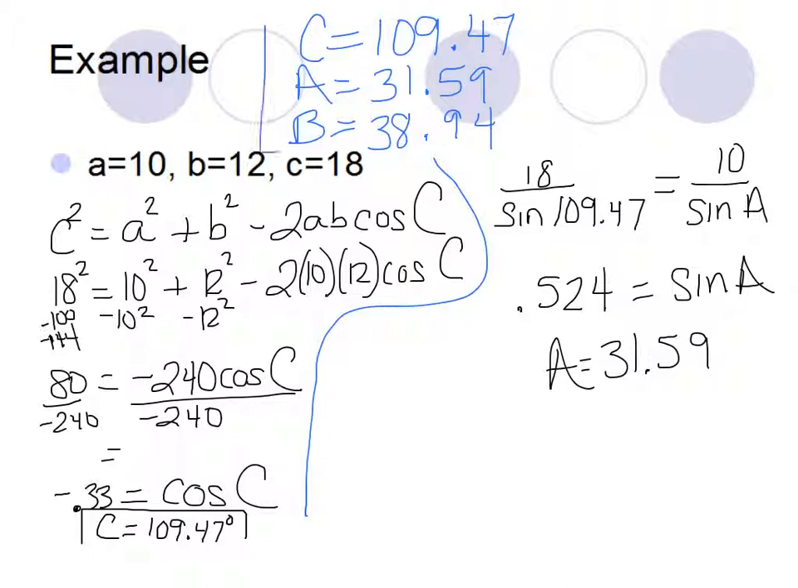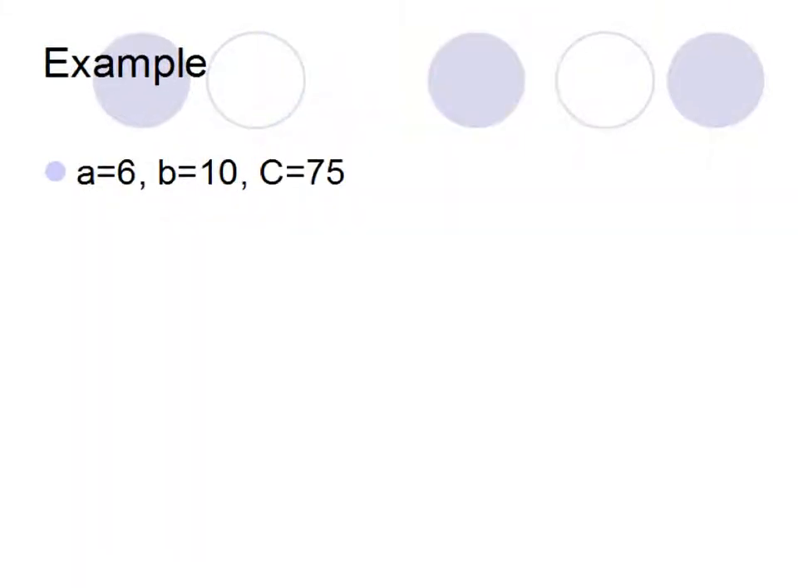All right, so those are our three angle measures that we were looking for. Okay, let's try one where they're not giving me the three sides. This time, they did give me an angle measurement. I have angle C is 75. But notice that I don't have side C. So I couldn't do law of sines here because I don't have matching letters.